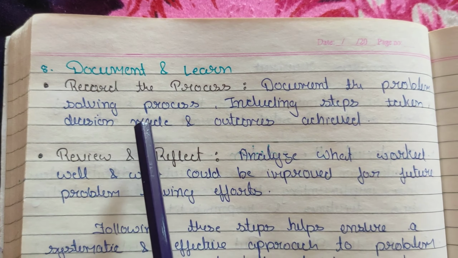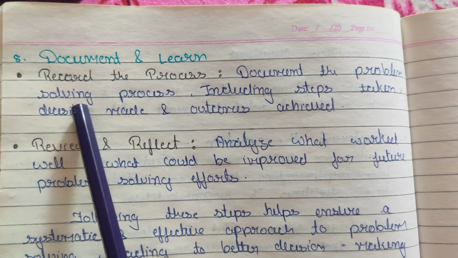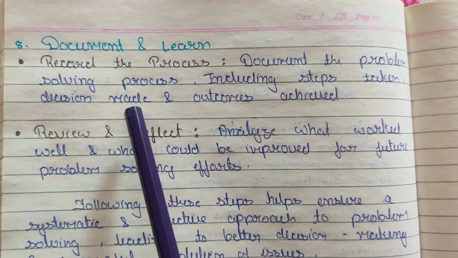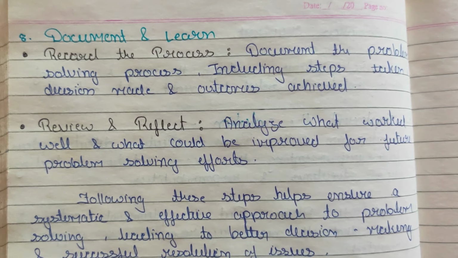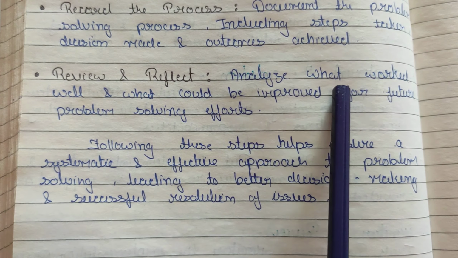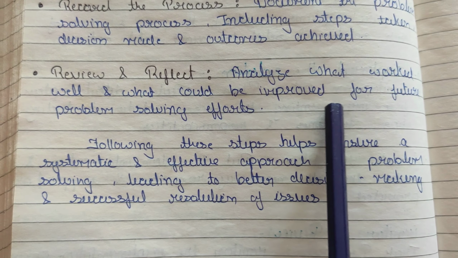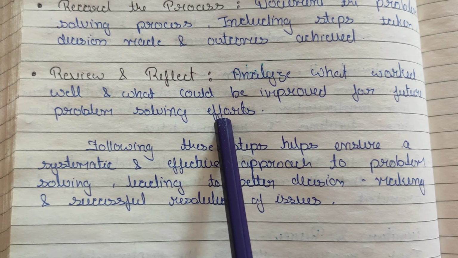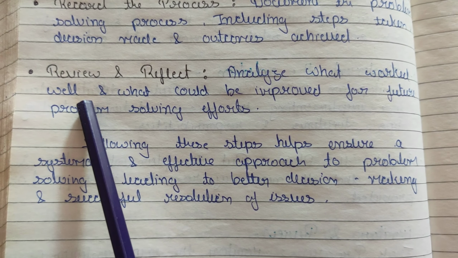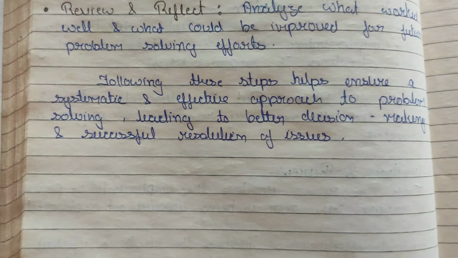Document and learning. The eighth point will be document and learning. Record the process. Document the problem solving process, including steps taken, decisions made, and outcomes achieved. Review and reflection. Analyze what worked well and what could be improved for future problem solving efforts. We will review and analyze what worked well and what improvements we can make.